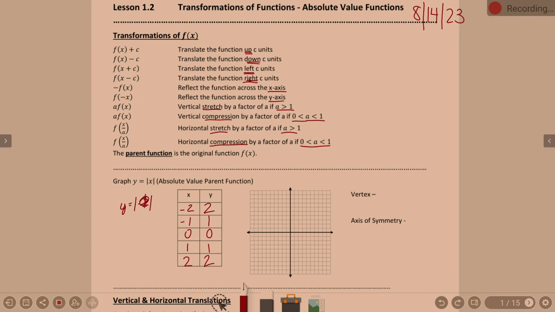Okay. Let's graph this. Negative 2, 2 tells me we're going to go left 2, up 2? No, it's not negative 2, negative 2. It's negative 2, positive 2. Oh yeah, Paul's right, I'm wrong. Negative 1, positive 1. Left 1, up 1. 0, 0. 1, 1. Right 1, up 1. 2, 2. Right 2, up 2.